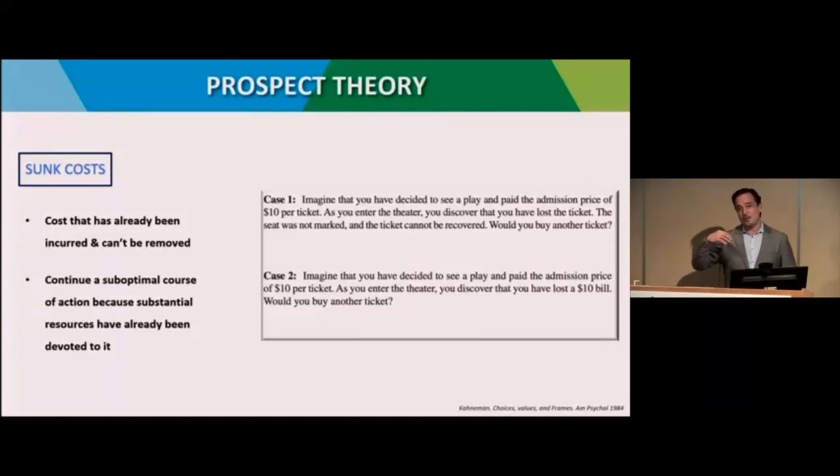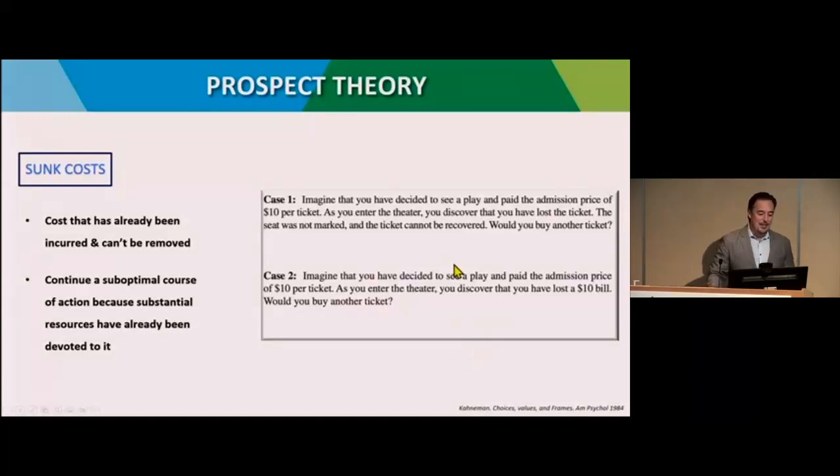So related to loss aversion is a concept called sunk costs. These are costs that have already been incurred and cannot be removed. And what it really describes is a continued suboptimal course of action as we keep betting more and more and more. As we double down, we continue to pursue this sunk cost to avoid a loss.